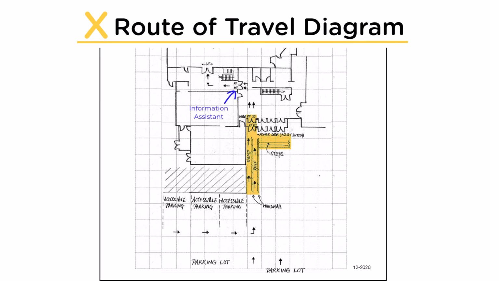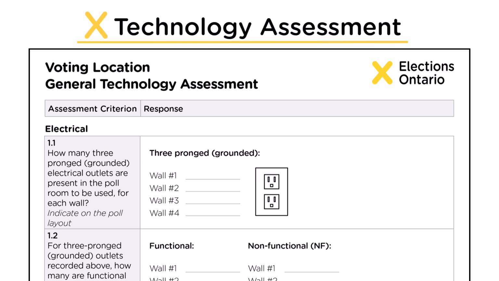Include all existing ramps, stairs, and doorways along the route, and any measurements. This diagram has many purposes. It is included with the lease agreement, used to assist schools in determining if the route will impact students, and is reviewed by the poll supervisor when they visit their voting locations to ensure no changes have occurred between the inspection and polling day. Technology assessment.